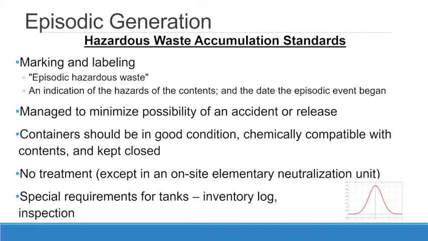You can also store episodic waste in tanks. Again, the tank would need to be labeled with the words episodic hazardous waste. You need to indicate the hazards of the tank. For tanks, you can either put the date on the tank, or you can put the date on a logbook or some other type of documentation. And you need to keep the inventory logs for the tank on site.